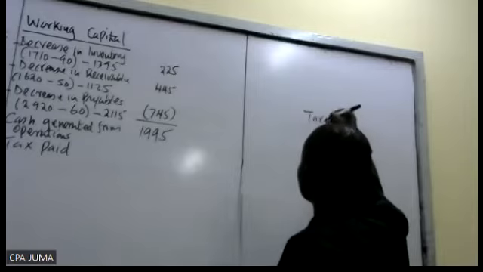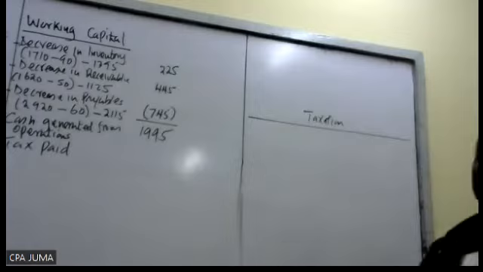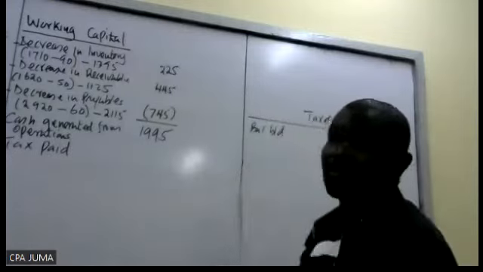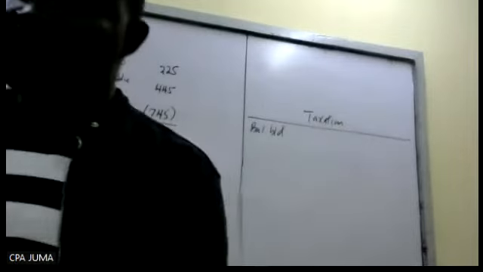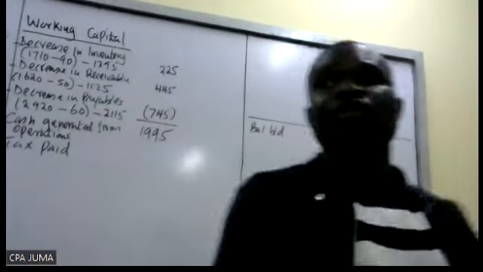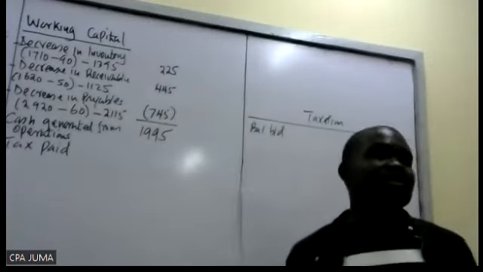Taxation. When you want to know the tax paid, this is what you do. You say tax liability at the start, so you say balance brought down. The liability, you check both deferred and current.